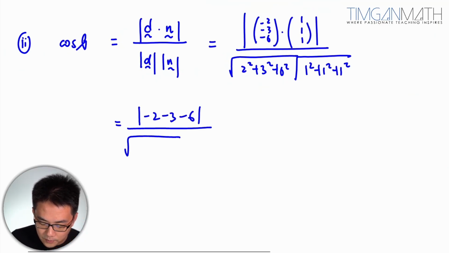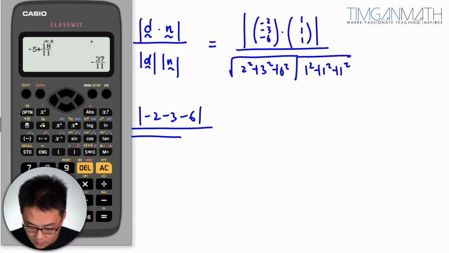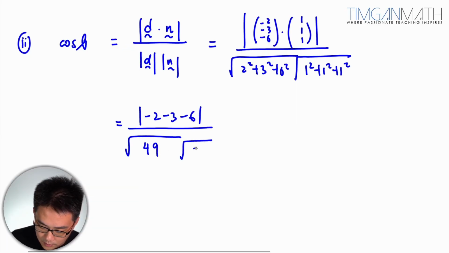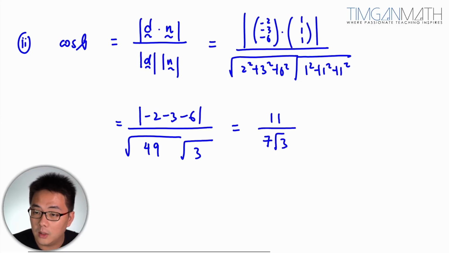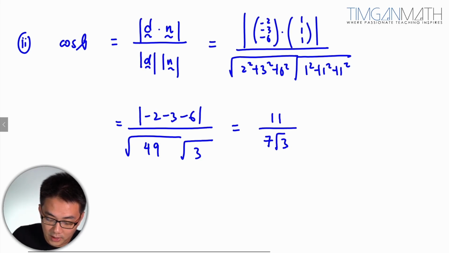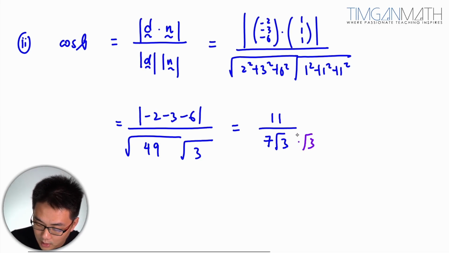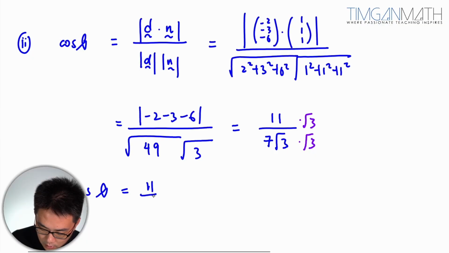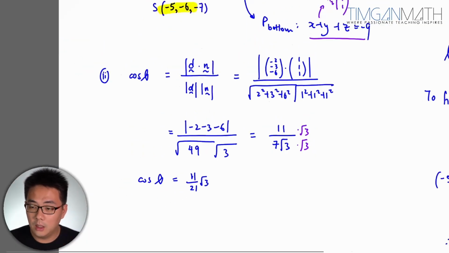So this would just be 4 plus 9 plus 36, which is 49. This will be root 3. So 7 times root 3, and the top is 11. So it's 11 over 7 root 3. They want the value of cosine theta. You can leave it like that, or you could rationalize the denominator if you want to. Multiply by root 3 over root 3, and you get the answer: cosine theta is equal to 11 root 3 over 21. Nothing special there.